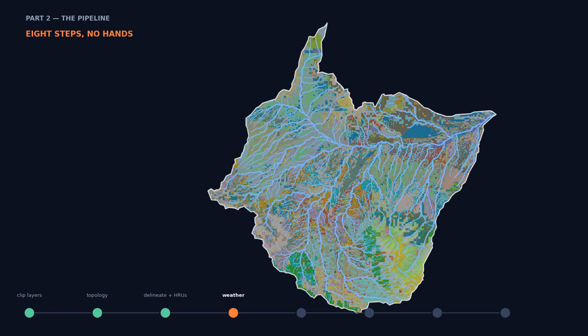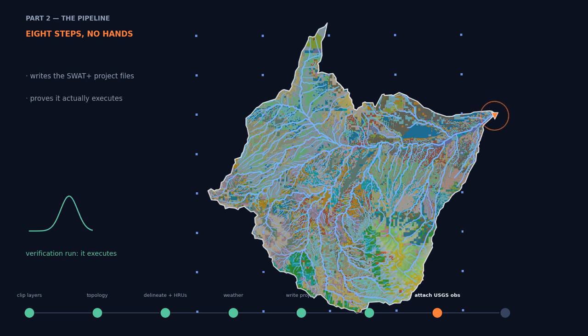Assign weather stations to each subbasin. Write the SWAT plus project files. Then, and this matters, run a 1-year verification simulation to prove the model actually executes. Attach the observed stream flow record from the USGS gauge, and stamp the whole thing with a provenance file recording every dataset version that went into it.